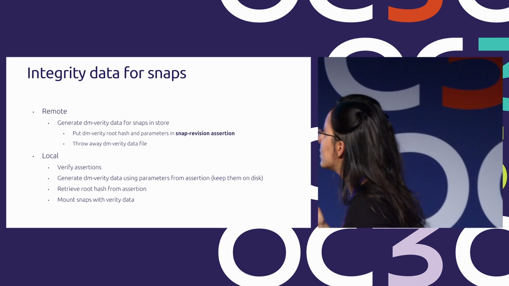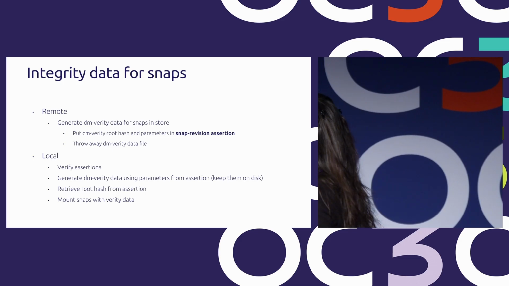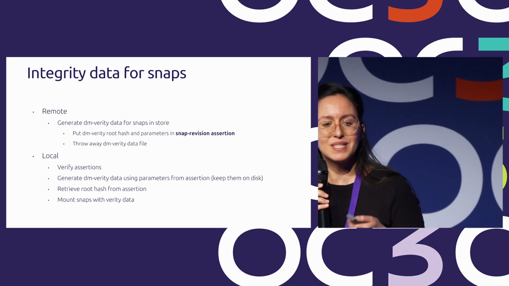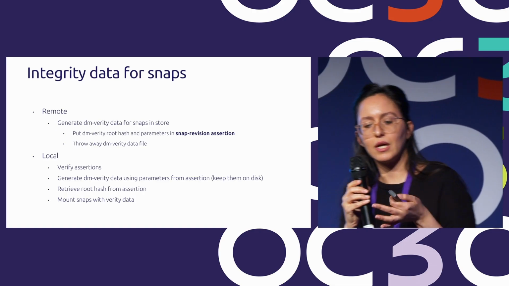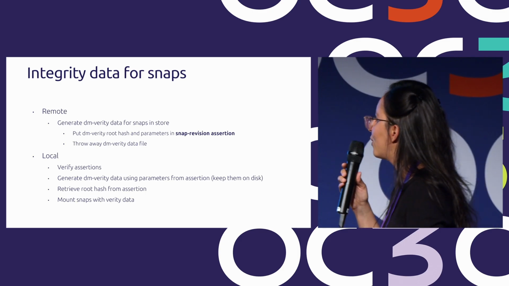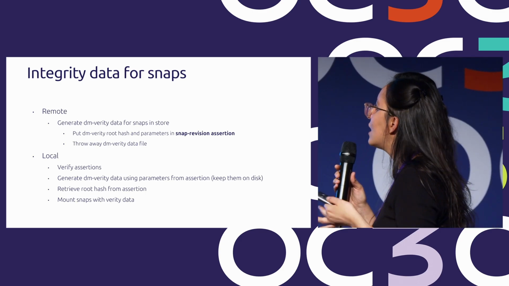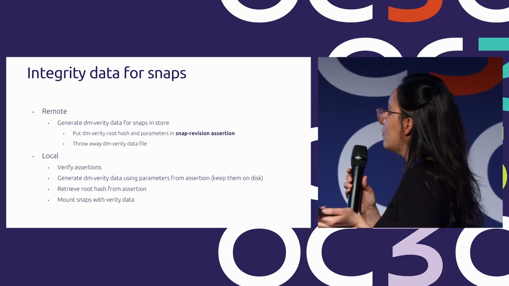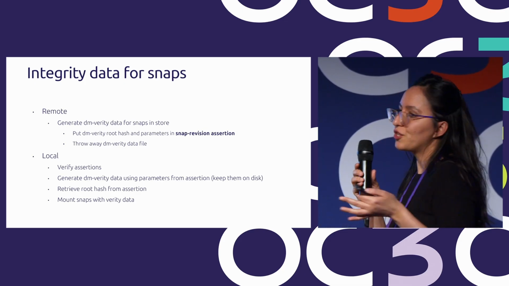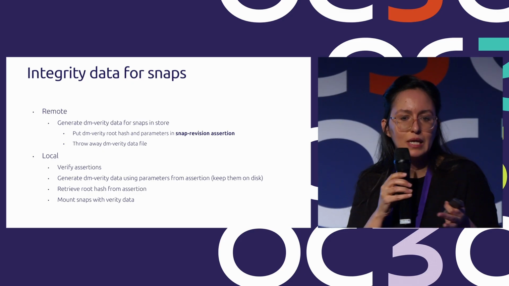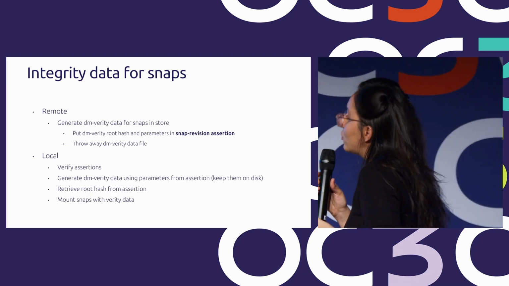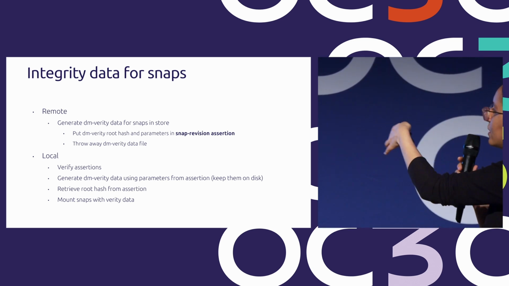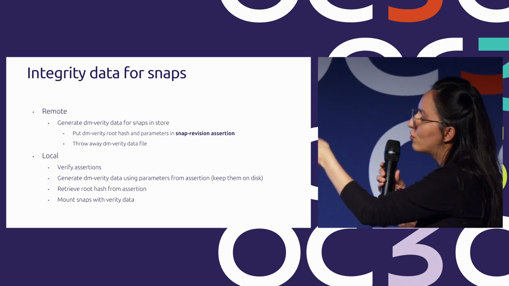This is more interesting. So remotely, we have decided to generate dm-verity data for snaps in the store. So this is either the Canonical store or your store if you are deploying one. And then we put the dm-verity root hash and parameters in the snap revision assertion. So now your assertions will have even stronger claims about the integrity of the system. And we throw away the dm-verity data file.